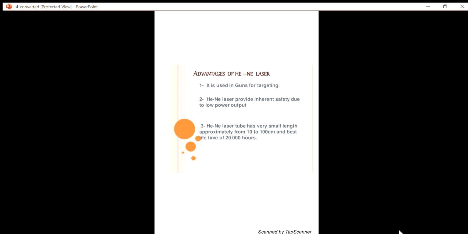The advantages of the helium-neon laser. Helium-neon lasers are used in guns for targeting. The helium-neon laser provides inherent safety due to its low power output. The helium-neon laser tube has a very small length, approximately 10 to 100 centimeters, and a best lifetime of 20,000 hours.